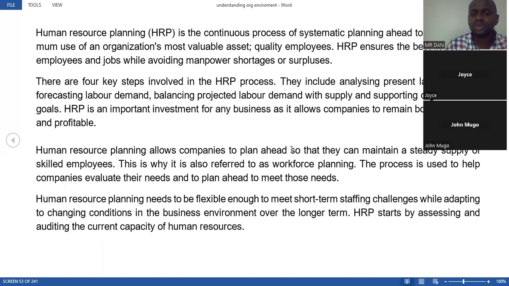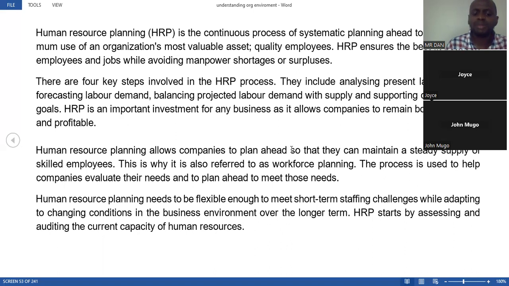This is why it is also referred to as workforce planning. So human resource planning can also be referred to as workforce planning. You are planning for your employees and what they're supposed to do, and also creating a very enabling environment where your employees can grow and become better and better. So the process is used to help companies evaluate their needs and to plan ahead to meet their needs. So it is very, very important.